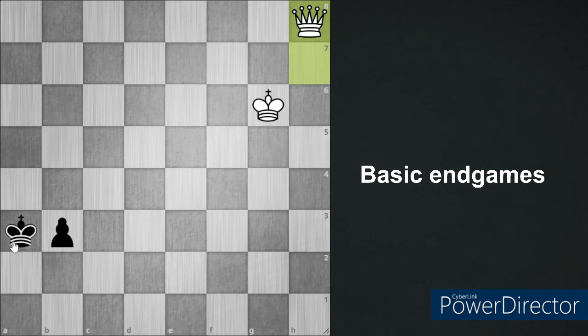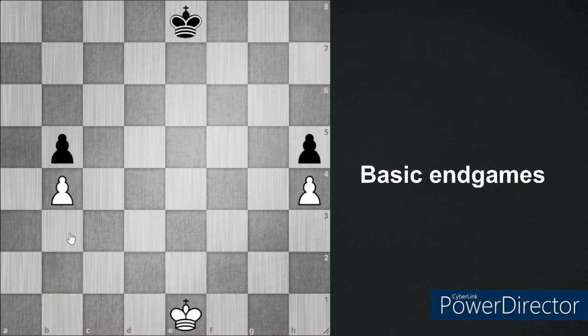Now see that black was two moves tempo down from queen. I think now you have properly understood this distant opposition and the method to play it.